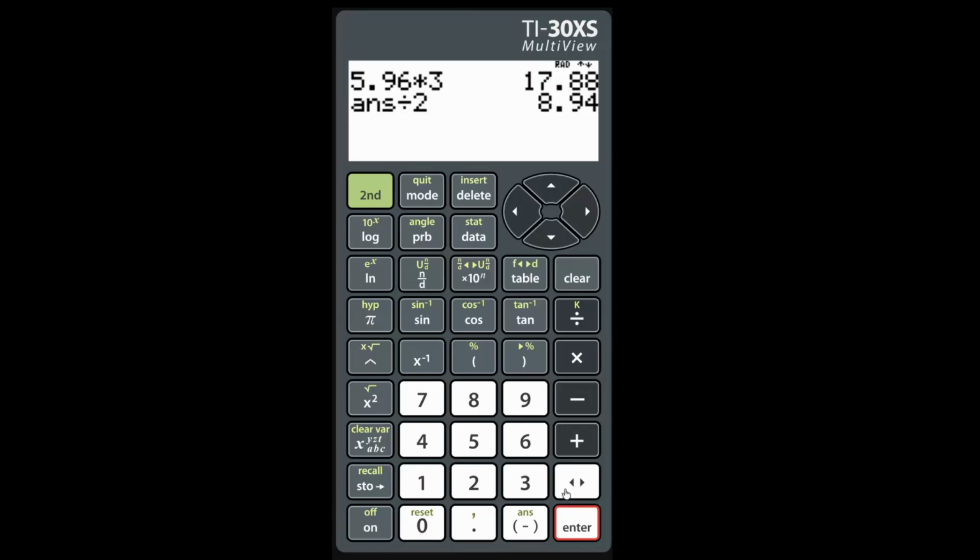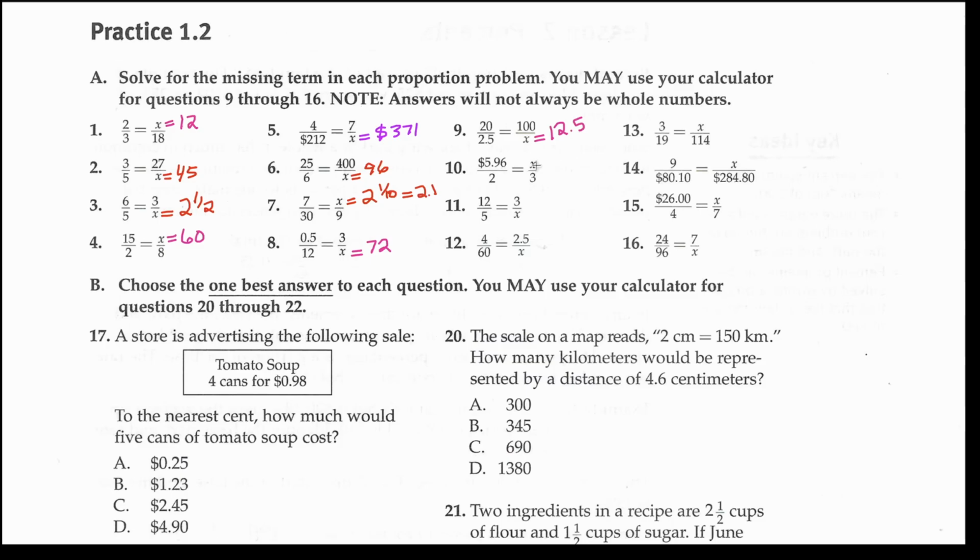I got $8.94. So x is, big dollar sign, $8.94.